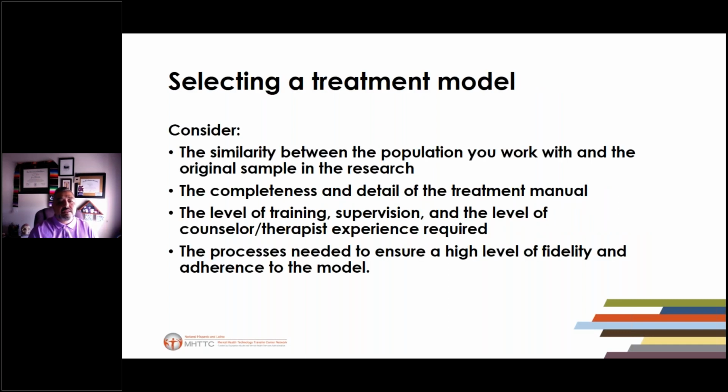So now, again, selecting the treatment model, giving you the breakdown of 3 or 4 that you can look at. And then again, we have a reference page at the end of this presentation where you can go and see other references to those models that we mentioned. Consider the similarity between the population you work with and the original sample size that the model is treating.